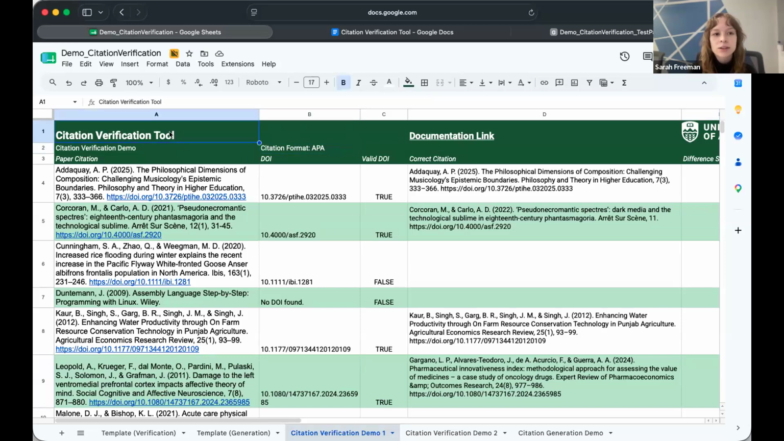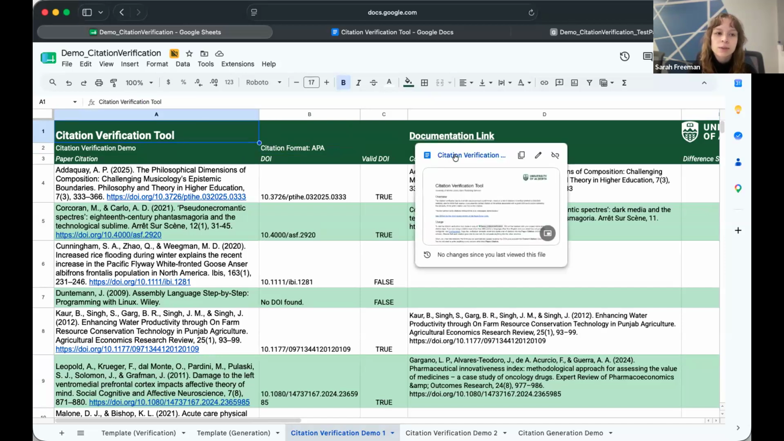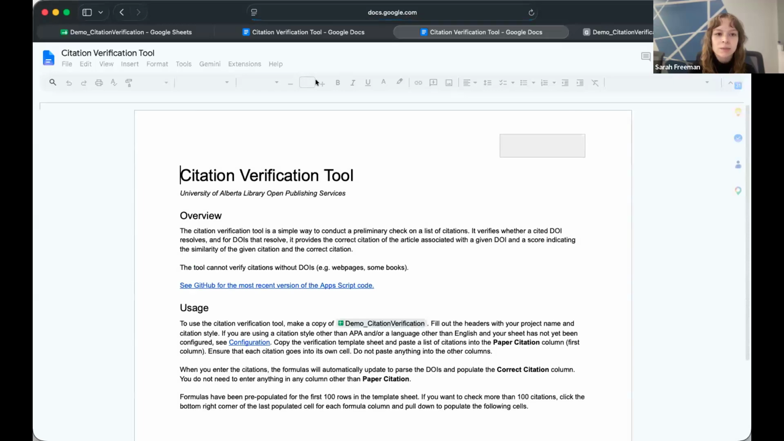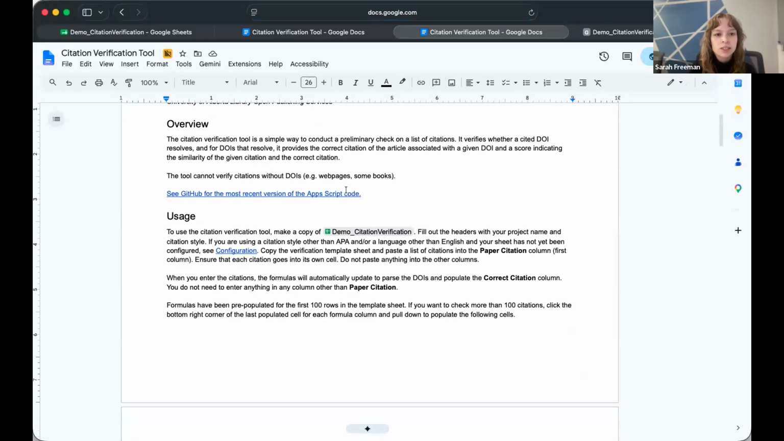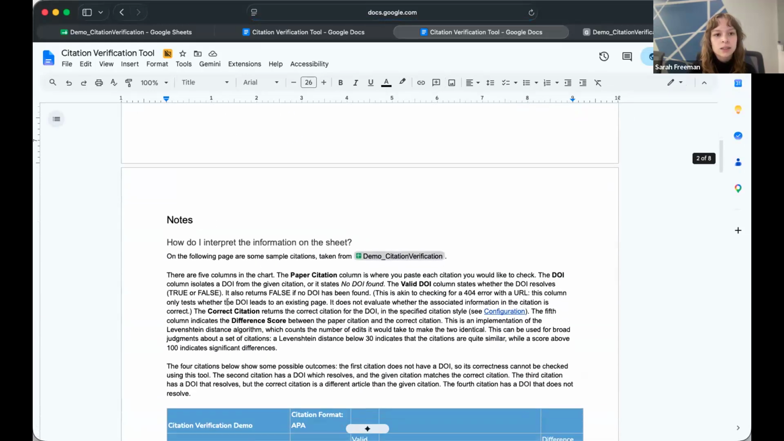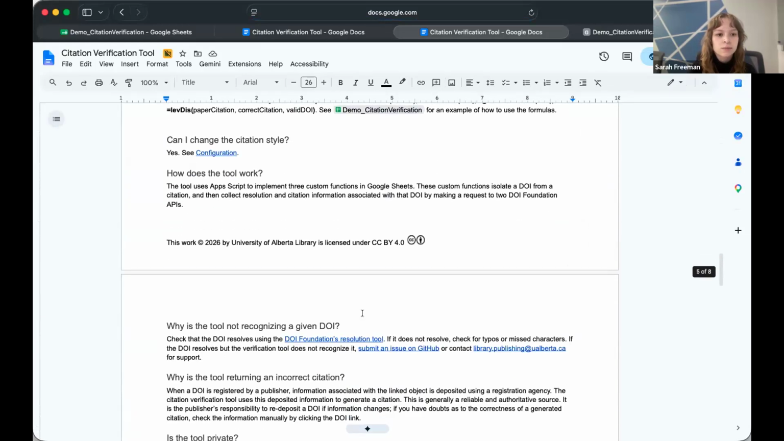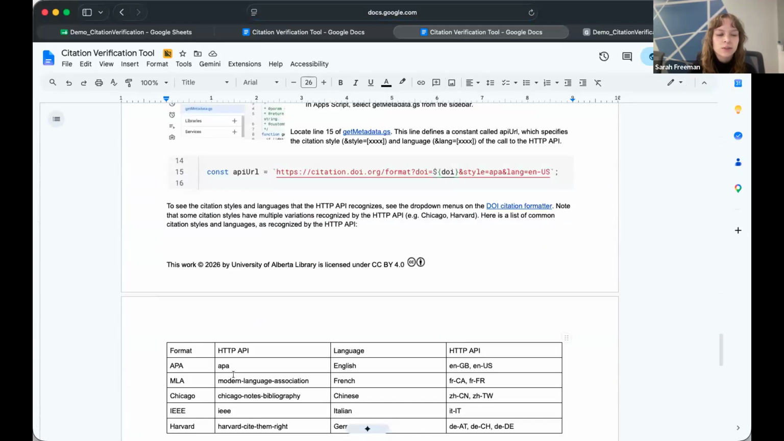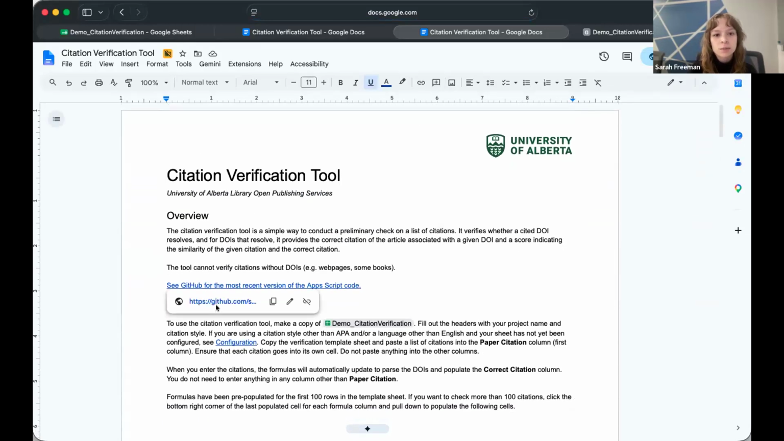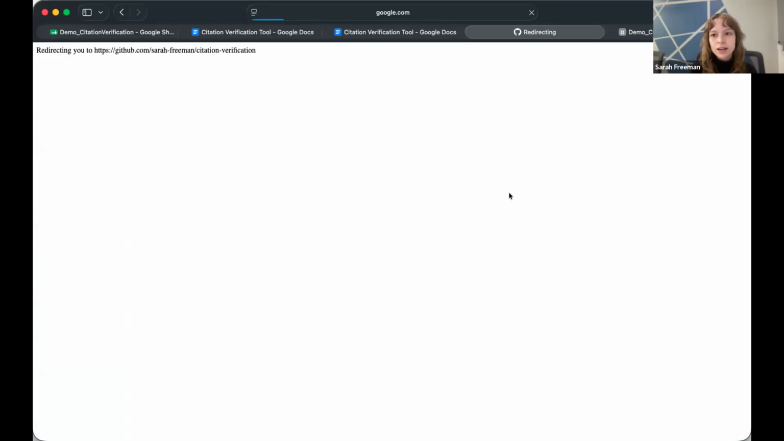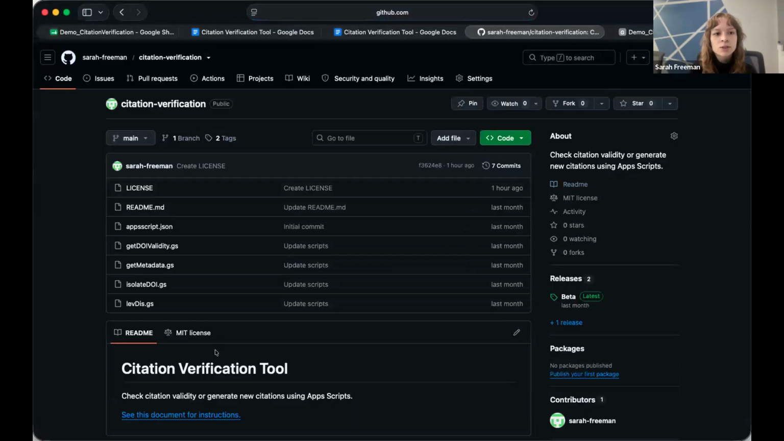And if you'd like a summary of any information, instructions on how to use the tool, the documentation is linked right in the sheet itself. So this documentation has a quick how to use, some notes and information, some configuration information, and then acknowledgements. And it also links to the GitHub. So this is where I keep the most updated version of the tool.